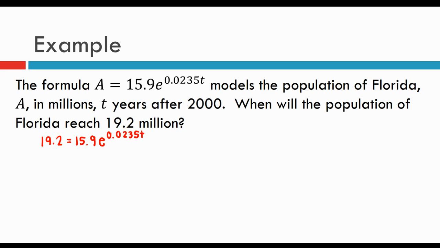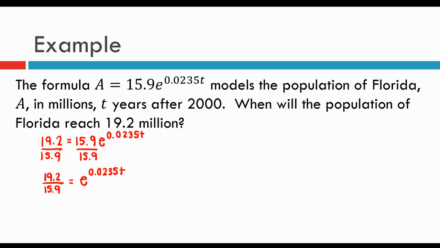So just like our last problem, our goal is to get t by itself, but right now it's an exponent, so I have to isolate that base of e by itself. I'm going to divide both sides by this 15.9. And once again, I'm not going to fully divide that out yet. I'm going to leave it as a fraction. So we'll still have this 19.2 over 15.9 because I don't want to round until the very, very end.